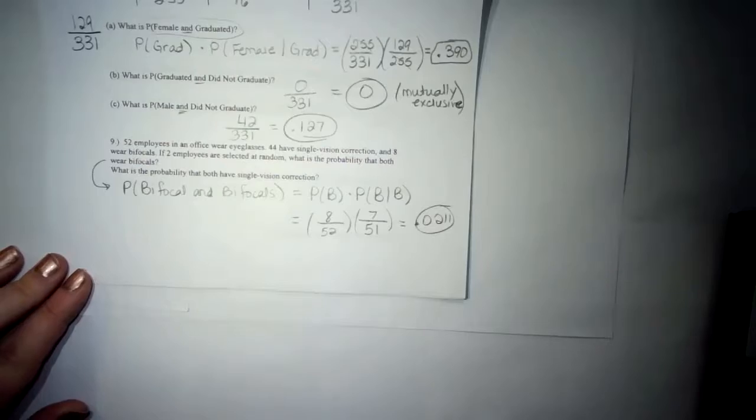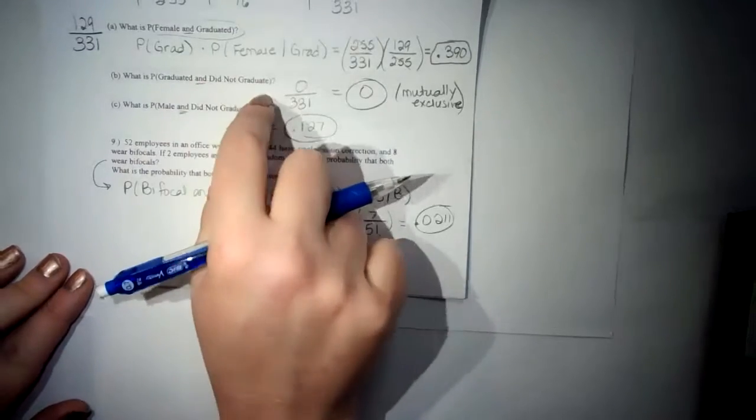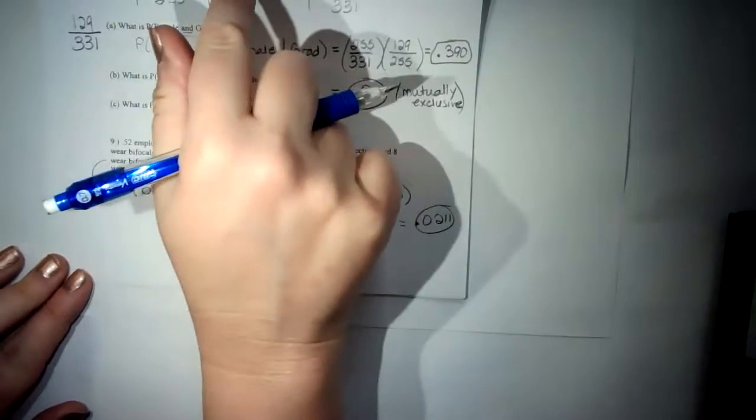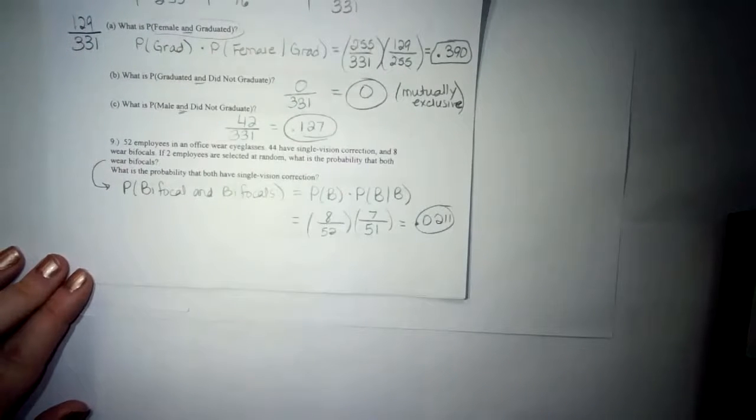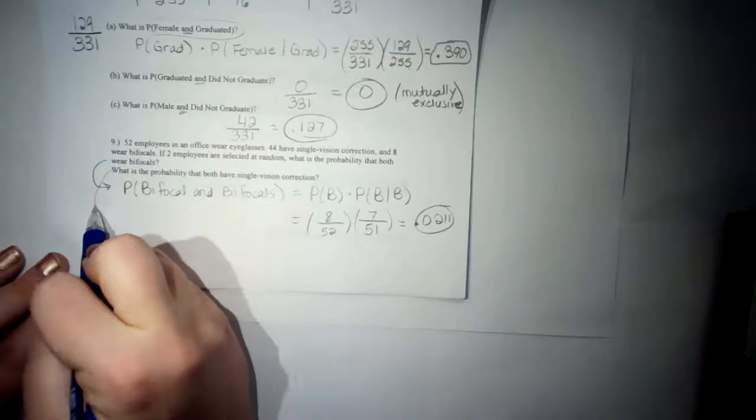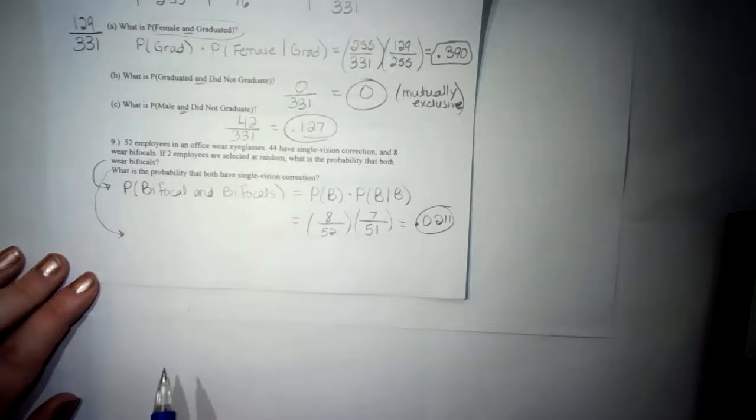So you really can only play the quick and dirty game with joint probability when you have a chart and you're choosing one person to satisfy things. Here, we're not choosing one person to satisfy things. We're choosing 2 people, one right after the other. So things change. Okay, now let's try it with single vision.